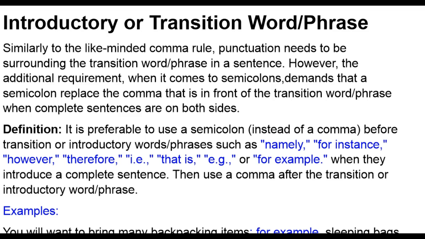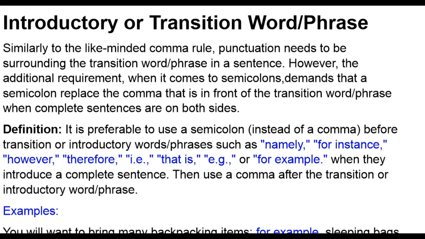All right, here again, we have those transitional words or introductory words. And it's just like for the commas. So remember that for commas, anytime you see any of these words, you surround them in commas. So anytime you see any of these words, like the ones in blue over here, the namely, for instance, however, therefore, i.e., that is, e.g., or for example, make sure you're surrounding them in commas. So there's a comma on both sides when you have them in a sentence.